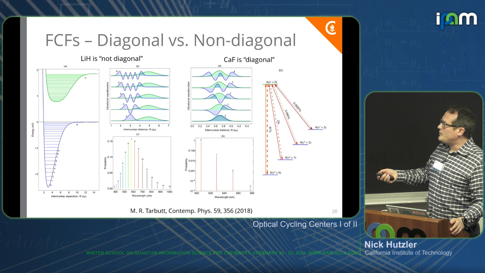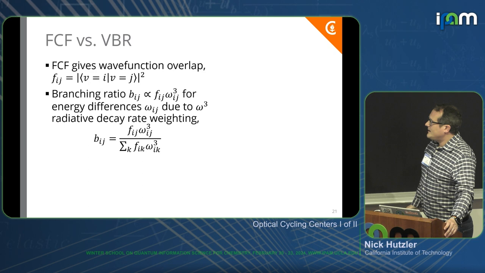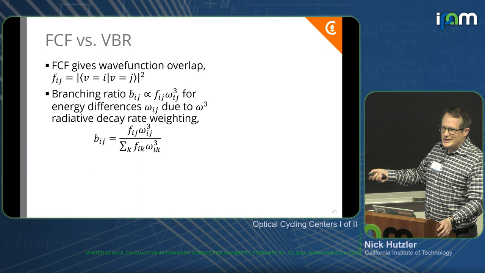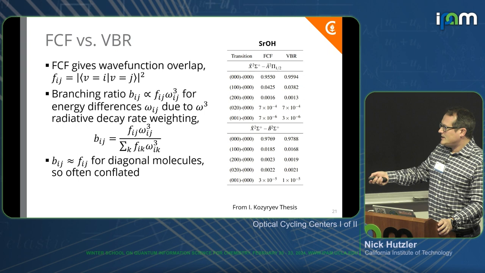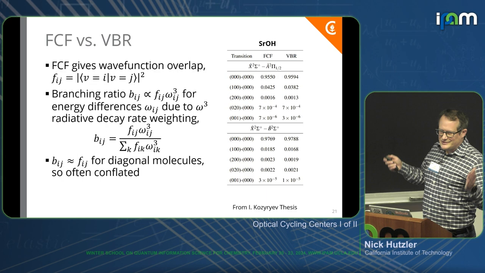So, for example, if you had some unusual situation where one of these vibrational states was above this one, you'd never actually get decays up there. And so you weight the Franck-Condon factors by the cube of the transition energy to get the actual vibrational branching ratios. However, these almost always differ by theoretical and experimental uncertainties for these diagonal molecules. So people often just conflate them and talk about the Franck-Condon factors when they should say the vibrational branching ratios.